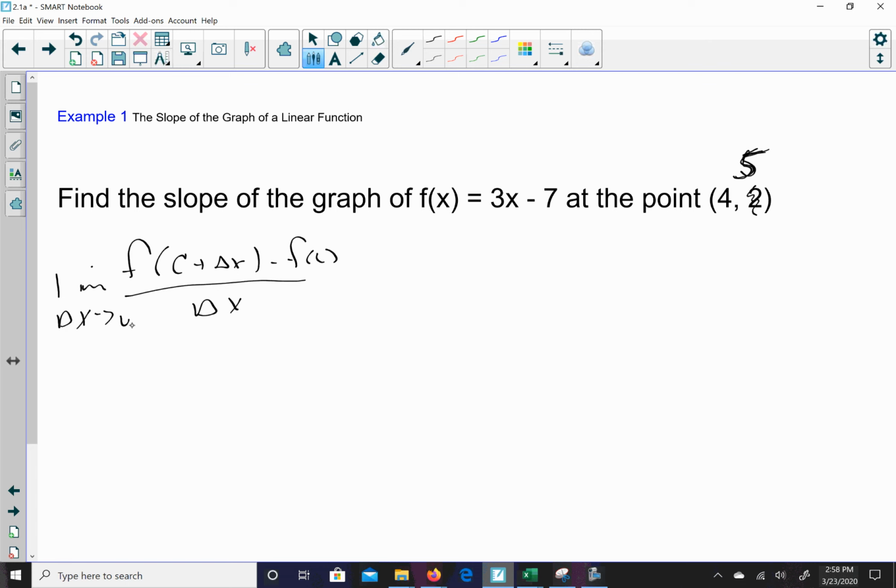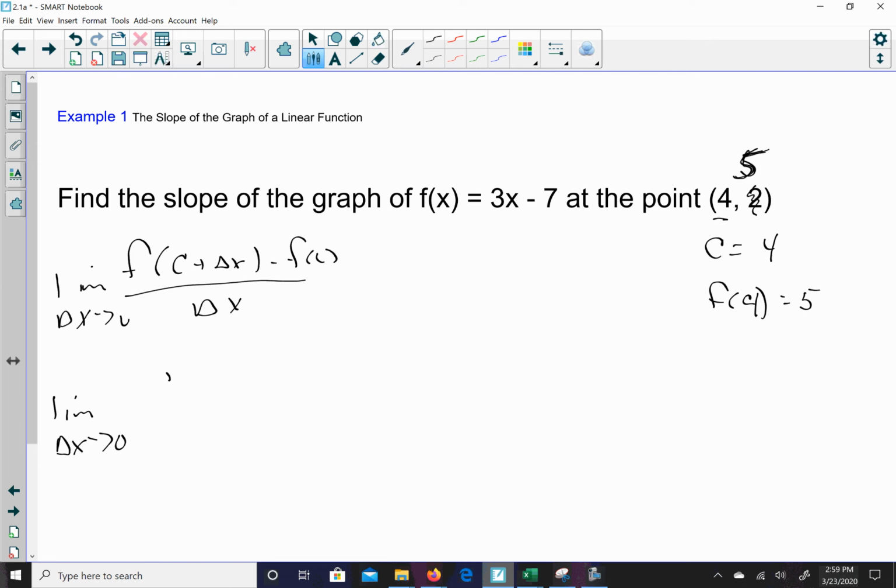So when I go ahead and do this, my c in this case is going to be 4. F of c is the y value at 4, so f of 4 is 5. Just in case you didn't know that, I wrote that over there. So I'm going to take the limit as delta x approaches 0. I'm going to write that every single time.